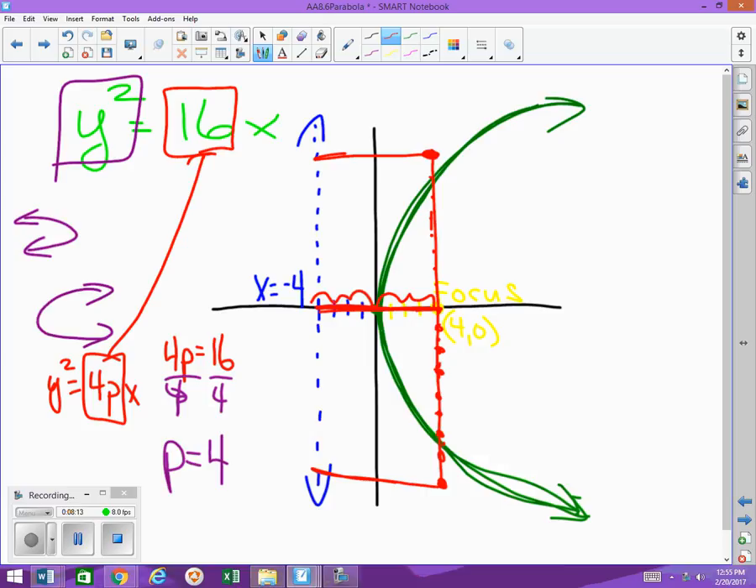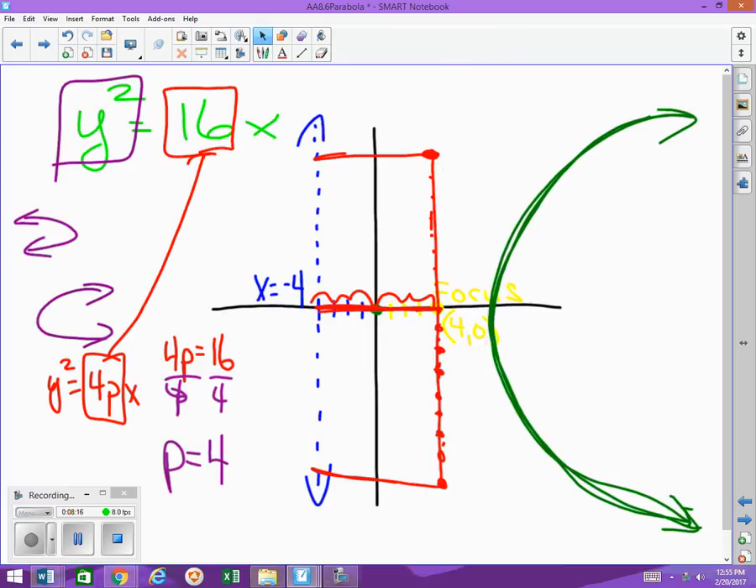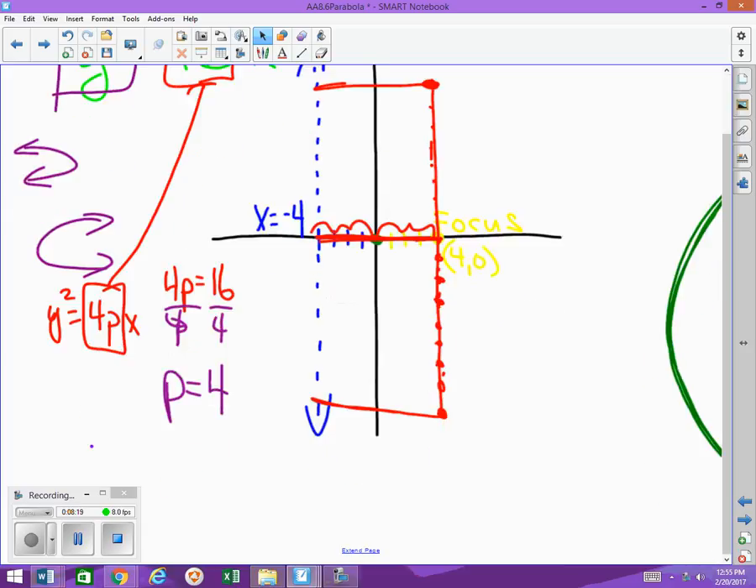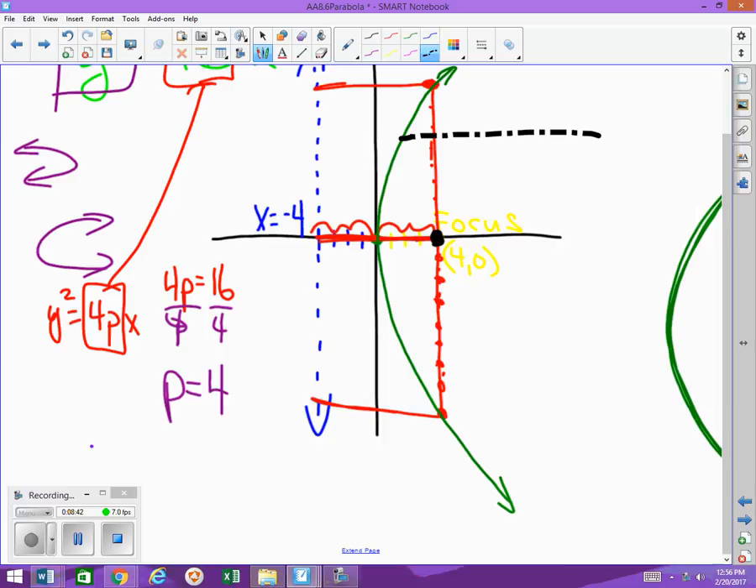So I'm going to get rid of the original one that I just free-handed in there. Now I can draw it better. And it's going to go like so. And now the importance of this focus point is that when things come into this and they bounce off the parabola, they will reflect and go directly towards that focus point. So it's coming here, and it's going to bounce and go there.